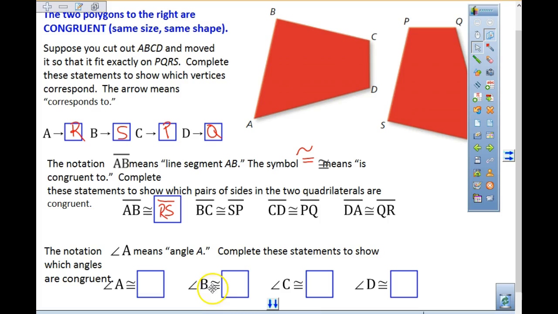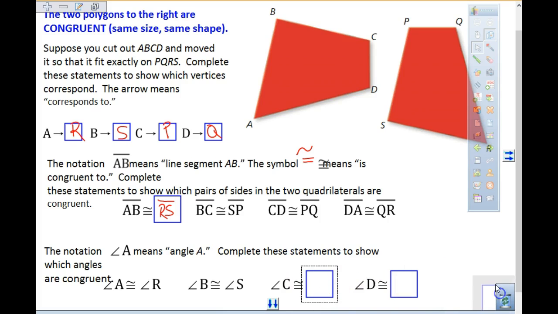Down below it says, okay, this symbol means that the angles are congruent. So for angles congruent, A would be the same as up here. So A should be with R. Fill in the other three. Again, you can just look at the letters that were matched up above. So B with angle S, angle C and angle P, and D and angle Q.